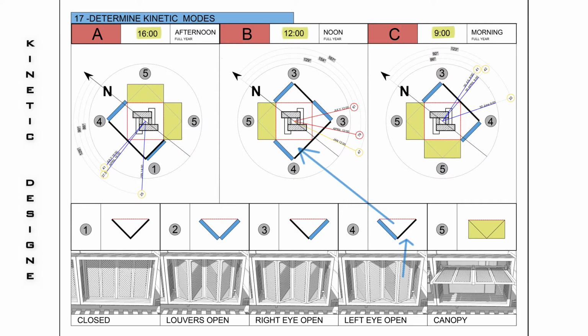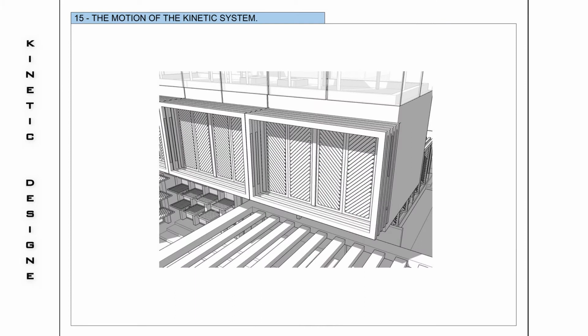And we gave a symbol for each kinetic mode to apply the suitable mode in its suitable location. After this arrangement was done, we got 3 different models to be tested in their related scenarios. The motion of the kinetic system and its modes.